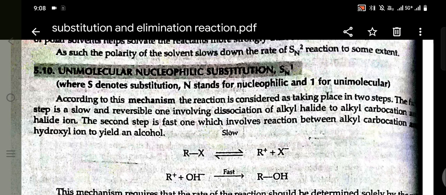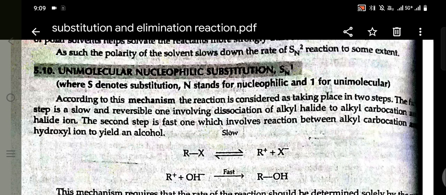Now, unimolecular nucleophilic substitution reaction, SN1 reaction, where S denotes substitution, N denotes nucleophilic, and 1 for unimolecular. According to this mechanism, the reaction is considered as taking place in two steps. The first step is a slow and reversible one involving the dissociation of alkyl halide to alkyl carbocation and halide ion. The second step is a fast one, which involves the reaction between alkyl carbocation and hydroxyl ion to yield an alcohol.